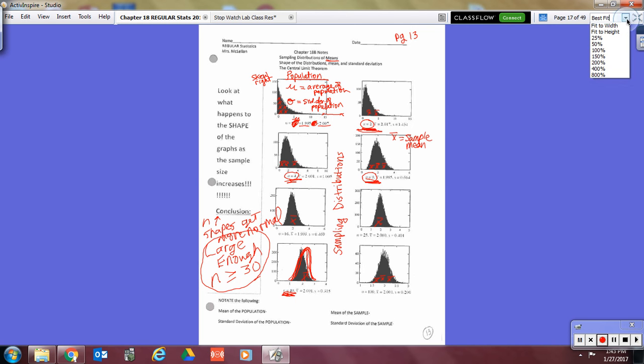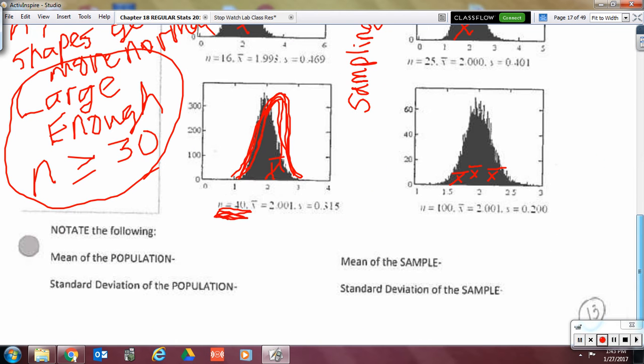Let's look down here at the very bottom and do some notation. Let's notate the following. I've already kind of told you these, so let's do this again. Mean of the population. What will that look like? What symbol? Good. Perfect. That's like a cursive U. That's a Greek letter, mu. It's a lowercase mu. Standard deviation of the population. Good. The Greek sigma. Okay, very good. The mean of a sample. An x bar. Very good.